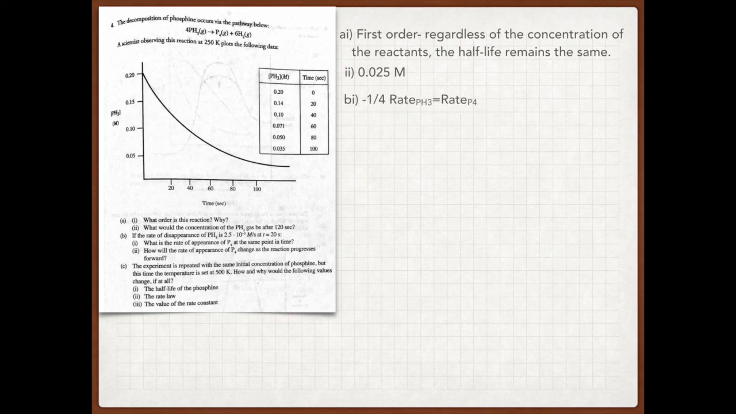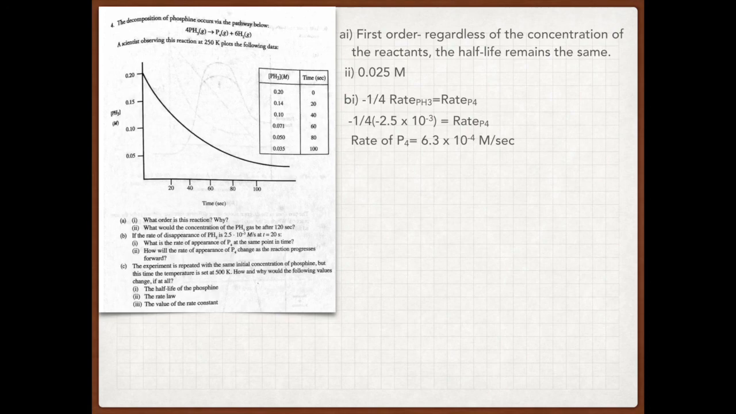So here I know that negative 1/4 the rate of PH3 equals the rate of P4. Okay, I'm given my rate of disappearance of 2.5 times 10 to the negative third. The only thing you have to be careful with is when you plug in for the rate of PH3, it needs to be negative so that your rate of P4, which is the rate of appearance, will be positive. And what I got was 6.3 times 10 to the negative fourth molar per second. Okay, so that was B-I.